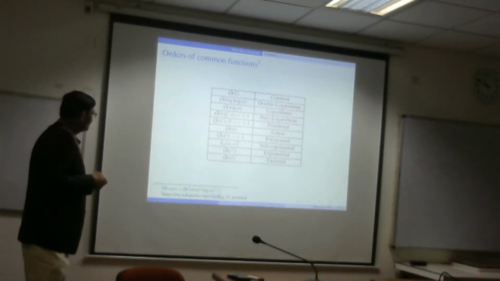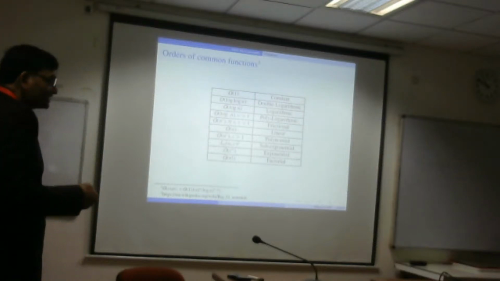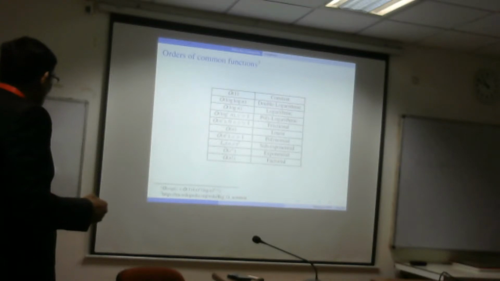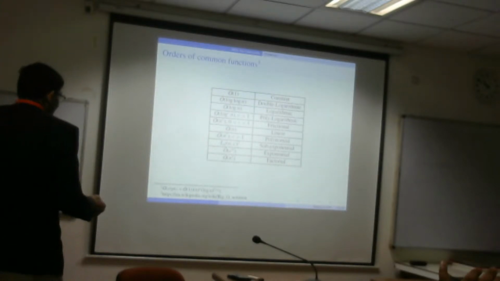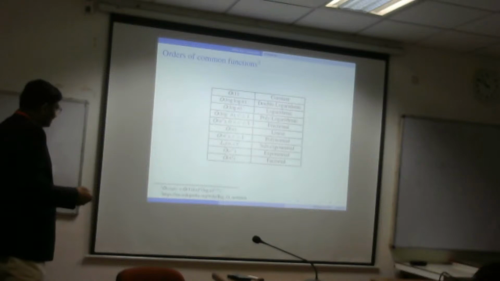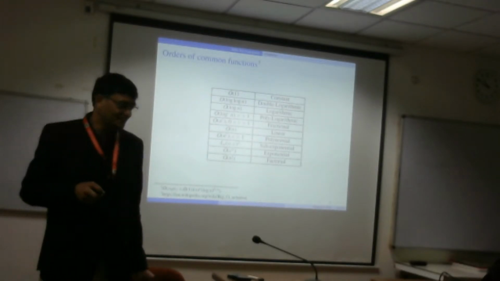Okay, so you will see here order of 1 means this is a constant. Then log log n is doubly logarithmic, then polylogarithmic, then fractional power functions with exponent between 0 and 1, linear, polynomial, sub-exponential, exponential, and factorial functions. That kind of function you will see.